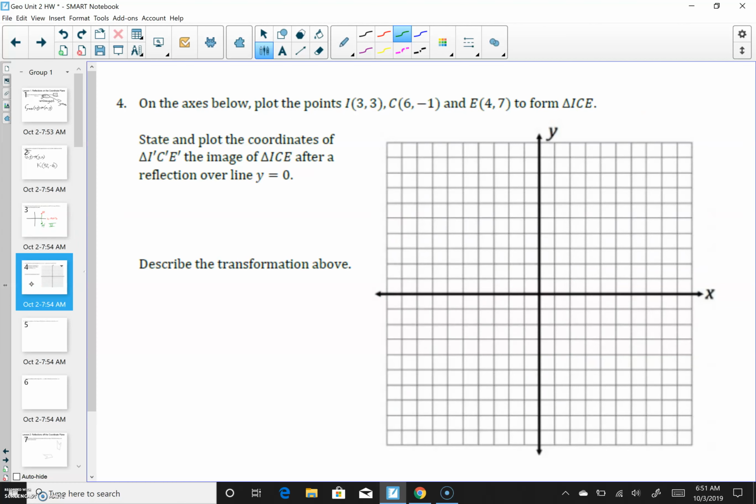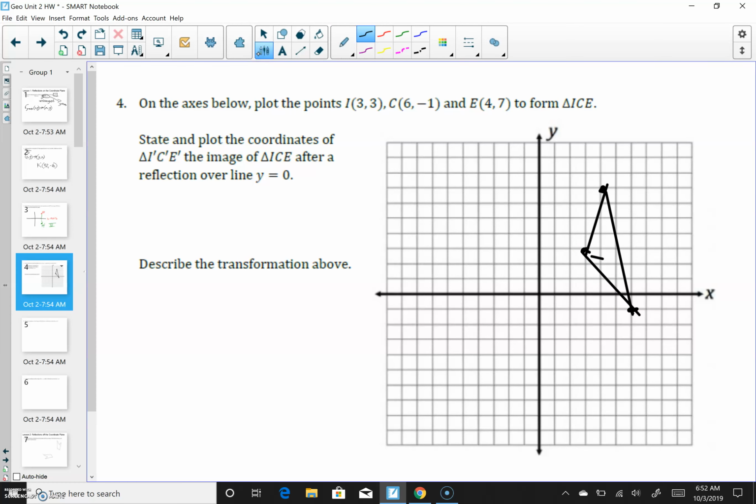For number 4, we're going to take a second here because we have to plot some points. On the axes below, plot the points (3, 3), (6, -1), and (4, 7). So we're going to go (3, 3), (6, -1), and (4, 7). We're going to do our best here to connect those with the line. So those are going to be our 3 points.